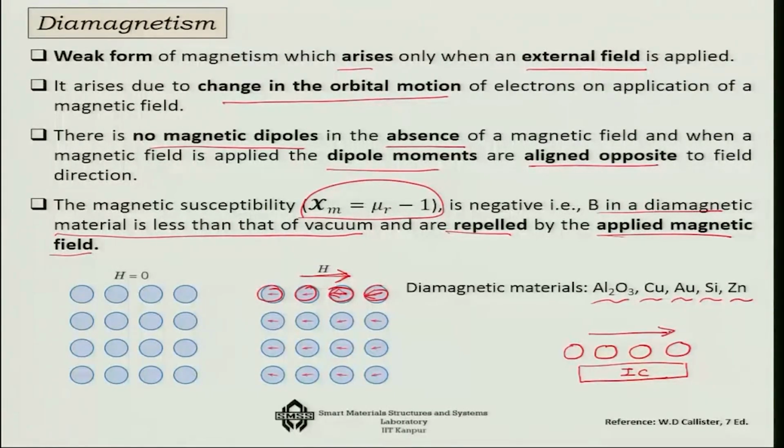Then if you apply a magnetic field, this immediately generates magnetic dipoles in the opposite direction, which will nullify this effect, and as a result this IC will be saved from the effect of the magnetic field intensity. That is how diamagnetic materials are very useful as a protective coating against electromagnetic interference. We call it EMI.